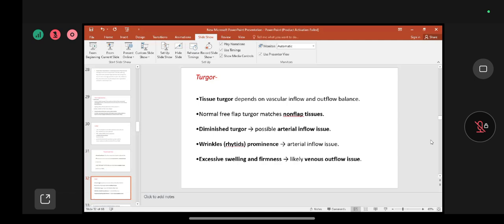Turgor of the tissue depends on the vascular inflow and outflow balance. Normal free flap turgor matches normal tissue. Diminished turgor is possible in an arterial inflow issue, and if wrinkles and prominence are present on the flap, it indicates arterial inflow insufficiency. If excessive swelling and firmness are present, it is likely due to a venous outflow issue.